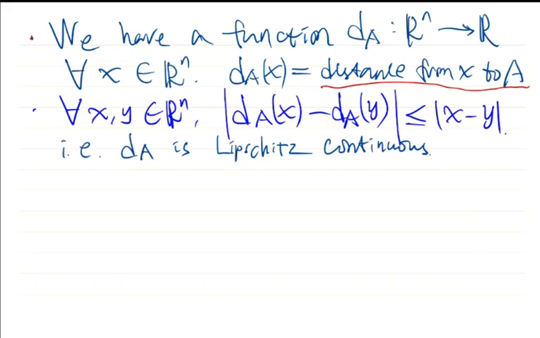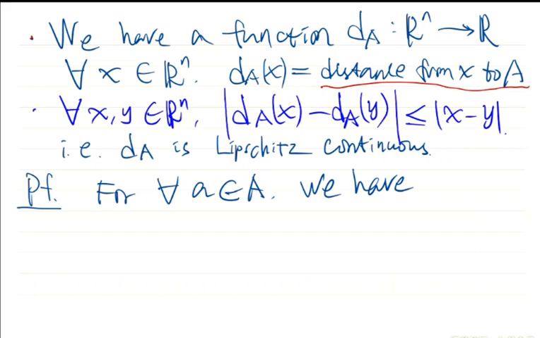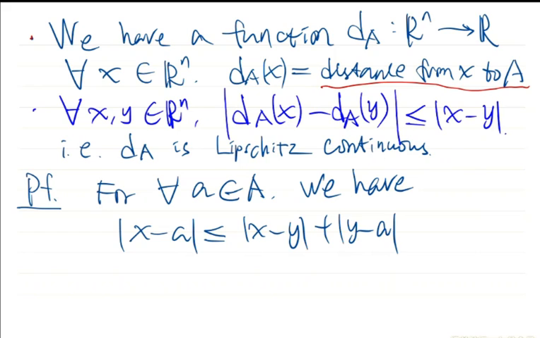So how to prove this? The proof is not difficult. We prove this result. Okay, so for any a in the set A, we have the norm of x minus a, by the triangle inequality, is not greater than the norm of x minus y plus the norm of y minus a. This is true for every a, okay?